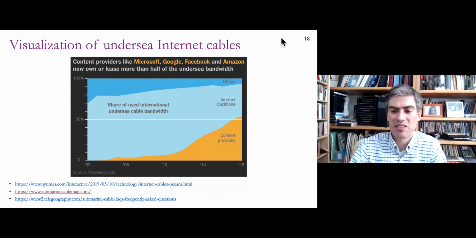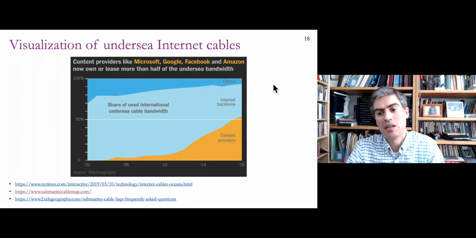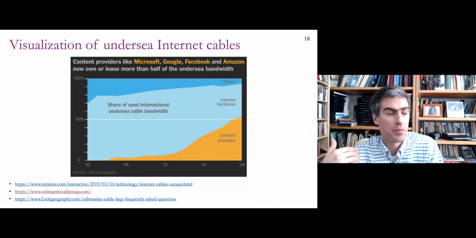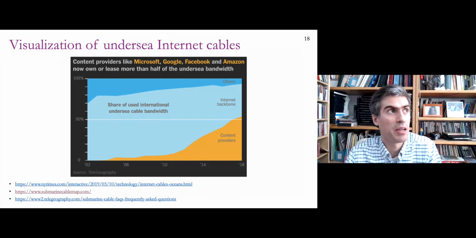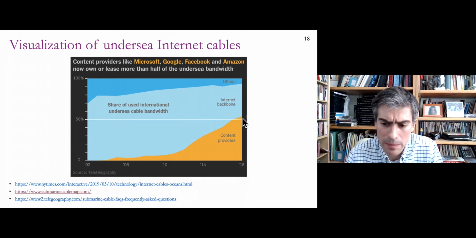But what's interesting now is that I talked before about how content providers like Microsoft, Google, Facebook, Amazon, these big tech companies, are increasingly building their own backbone, they're increasingly becoming the internet because they provide so much of the data. It's so important for them to have fast access to their customers. You can see this plot shows the share of the undersea bandwidth that now, well, 2 years ago, in 2018, was operated by content providers.